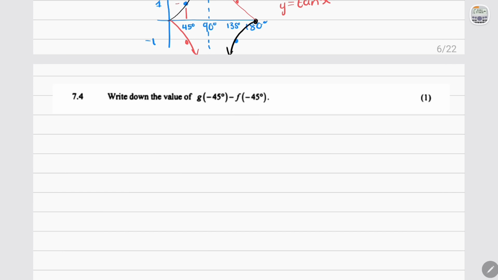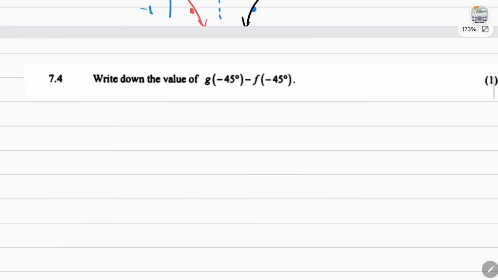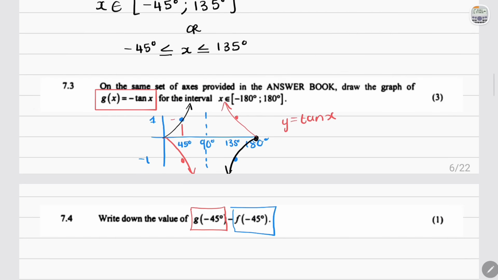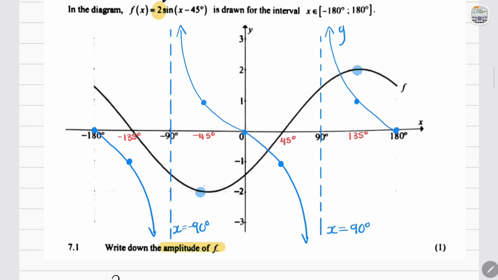The next question says write down the value of, and they want us to do this. Okay, so G of negative 45 degrees minus F of negative 45 degrees. So what is the y value at G and what is the y value of the graph at F? So let's go to negative 45 degrees, which is over here. And then do you see that the graph of G has a y value of 1 here. And then the graph of F has a y value of minus 2, because that's a minimum value there. So they're just saying 1 minus negative 2.